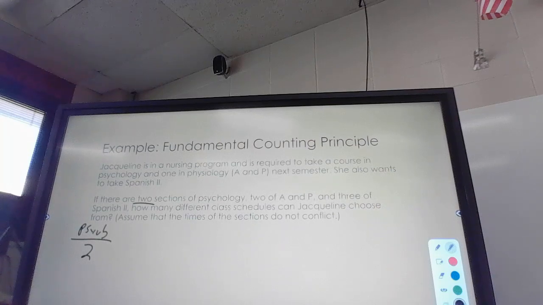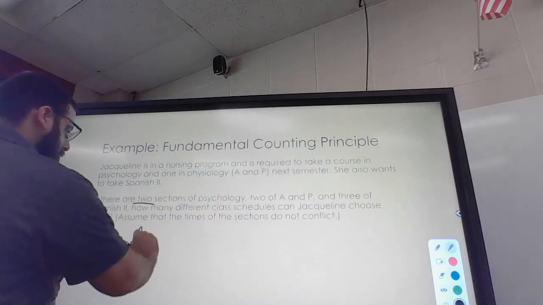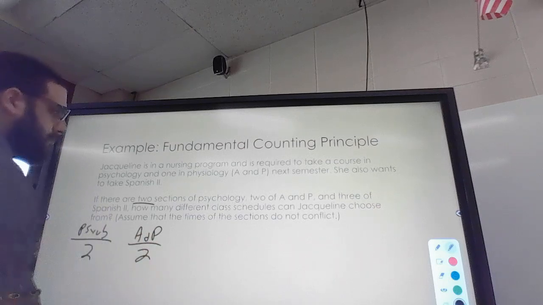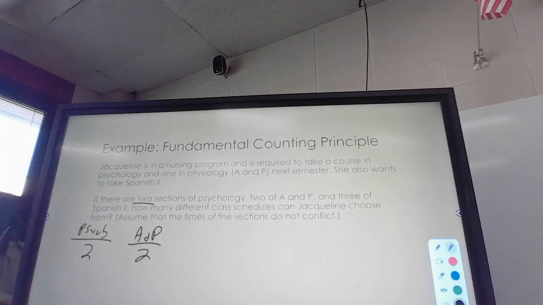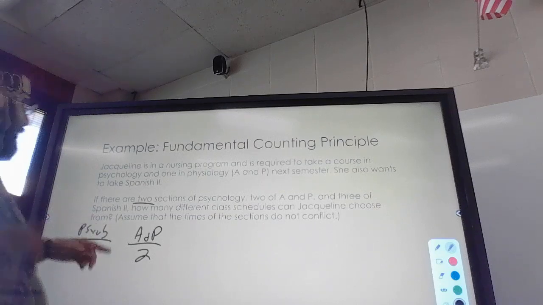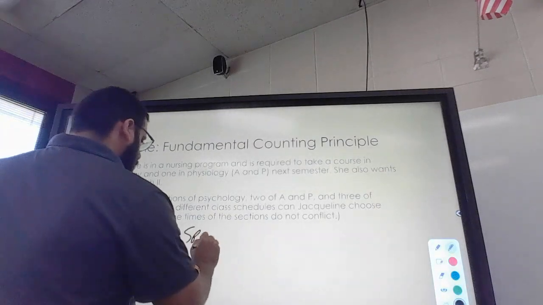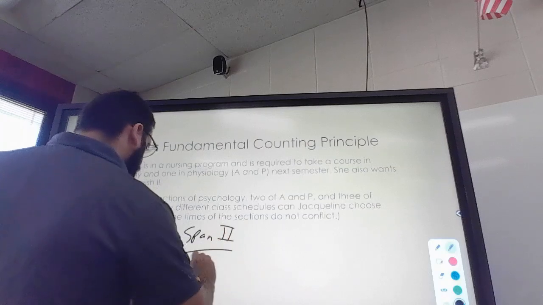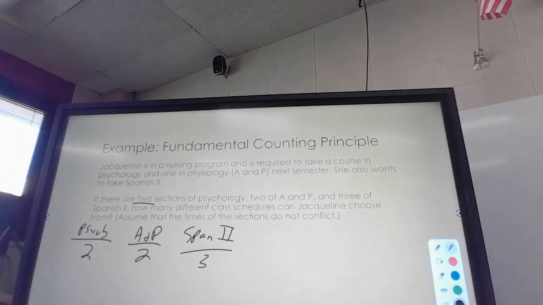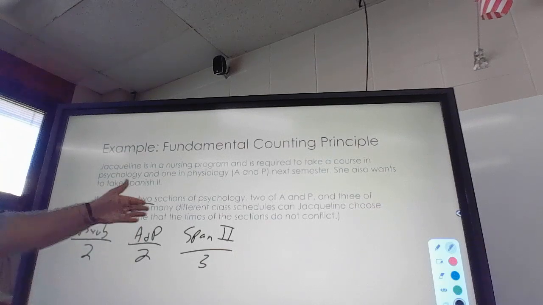What about A and P? There are 2 sections of A and P. And how many of Spanish 2? There are 3. And the way that the fundamental counting principle works is to go through these events one at a time. She'll choose a psych class, then she'll choose an A and P class, then she'll choose a Spanish 2 class.